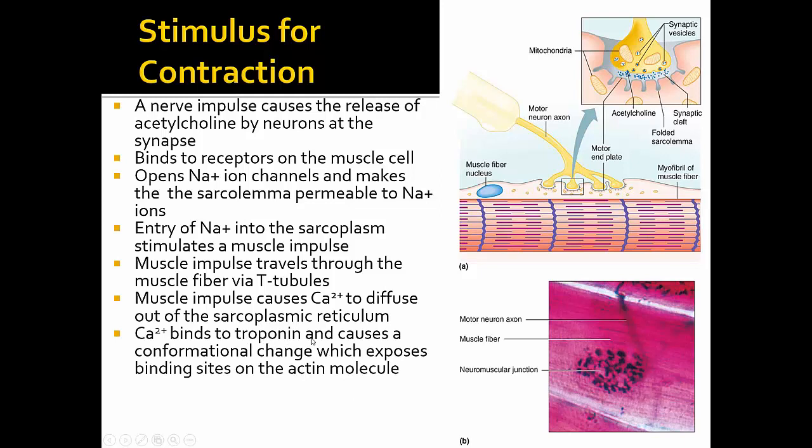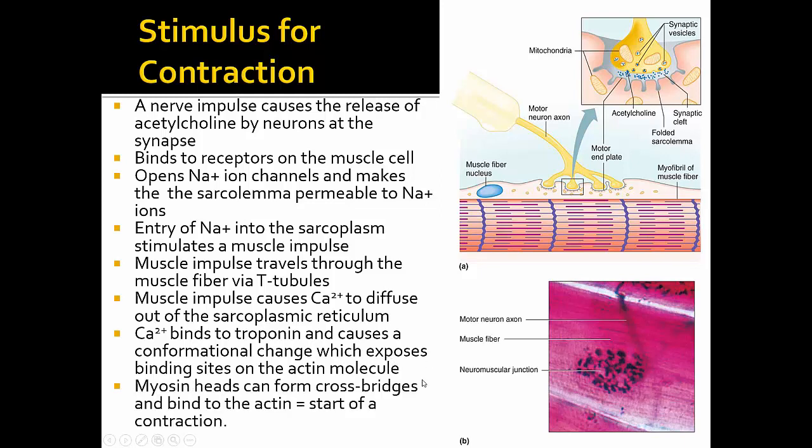Calcium binds to troponin and causes a conformational change which exposes the binding sites on the actin molecule. So the actin, troponin, and tropomyosin complex: calcium binds to troponin, which pulls the tropomyosin off the actin binding sites and exposes them. The myosin heads can form cross bridges and bind to the actin, which starts the contraction.